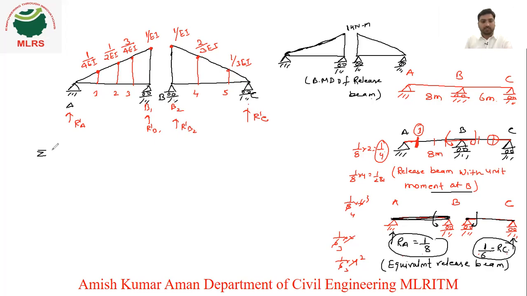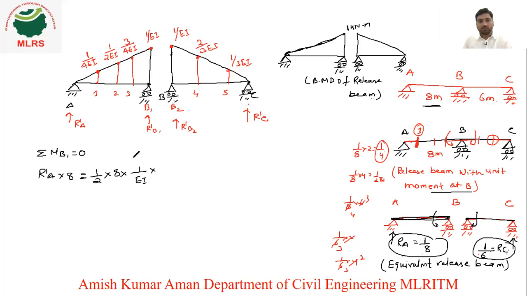So how will you calculate this R dash A value? Let's take summation of moments at B1 equal to 0. I am taking this summation of moments at B1, right? So at this point, if the summation of moments is equal to 0, then R dash A into 8 will be equal to this area, half into base. Base is, the span is 8 only, right? Into height. What is the height? 1 upon EI.